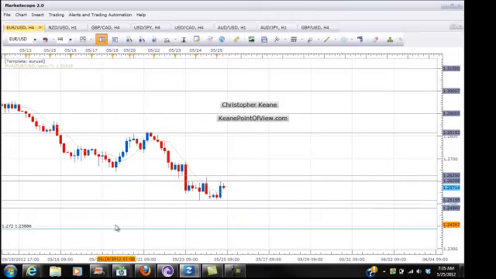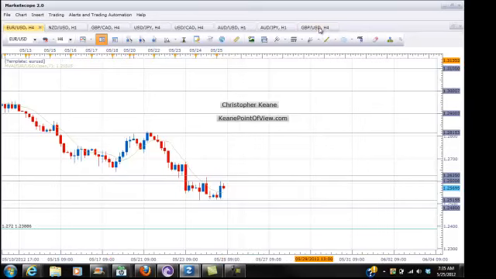The next major level of support, though, is the X1.272 Fibonacci extension at 123.88. If we get down to that area, we could get a buy. It looks like today we might have a little bit of a risk-on environment. We could get a push higher and test this resistance zone.